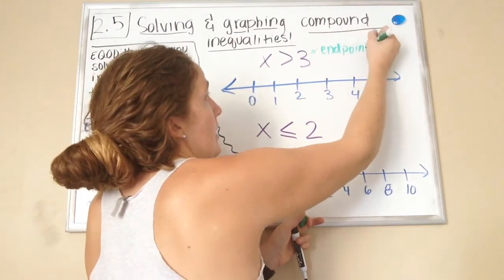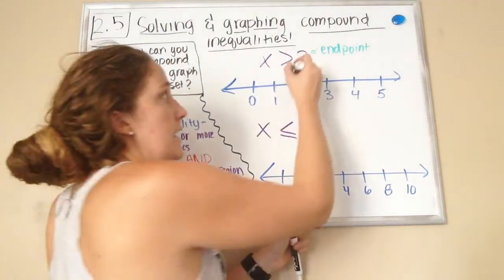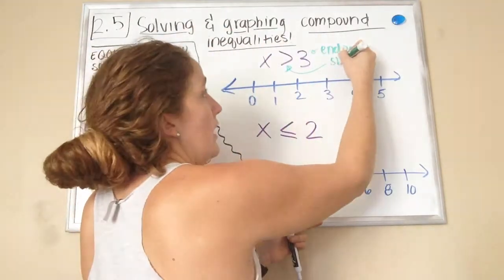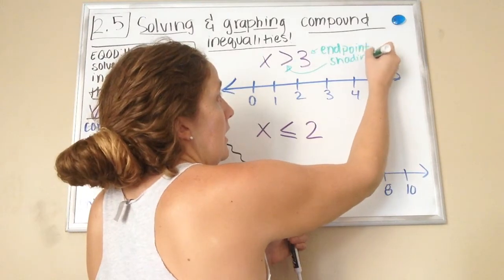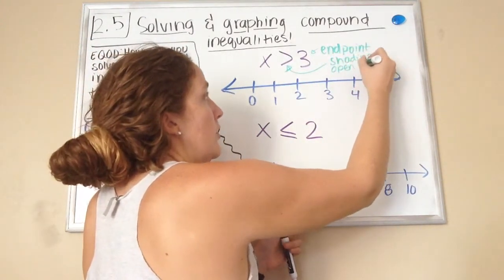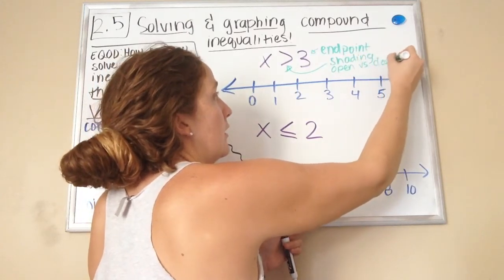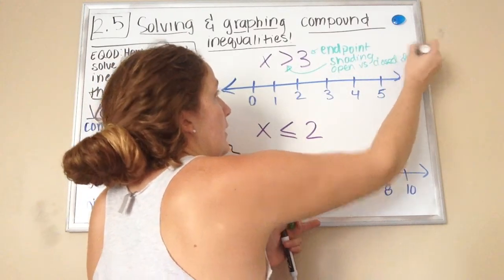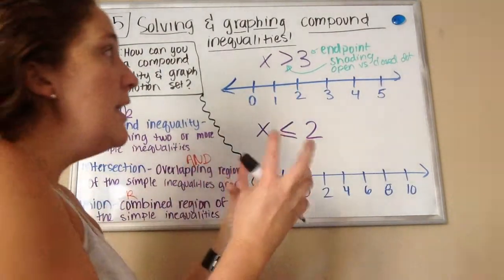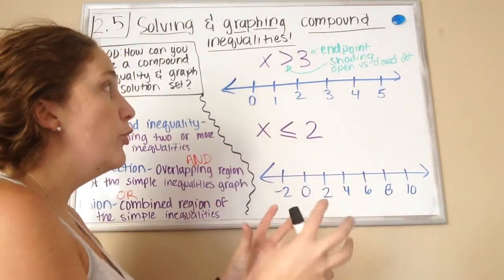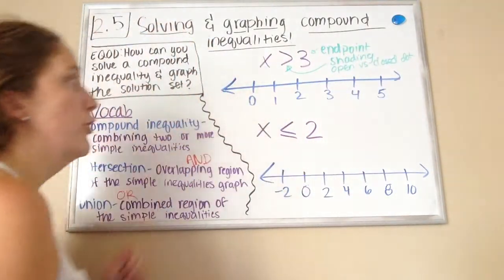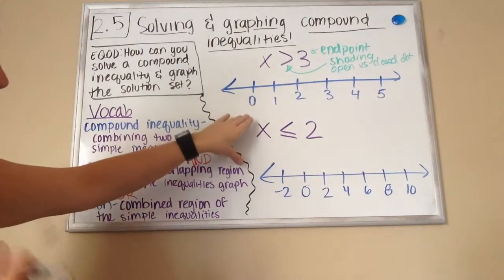Alright? The less than is going to tell us something. It's actually going to tell us two things. It's going to tell us the shading, and it's going to tell us whether it's an open versus closed dot. Okay. So the shading portion is going to be what's true. So we're going to shade on this number line where it's true.